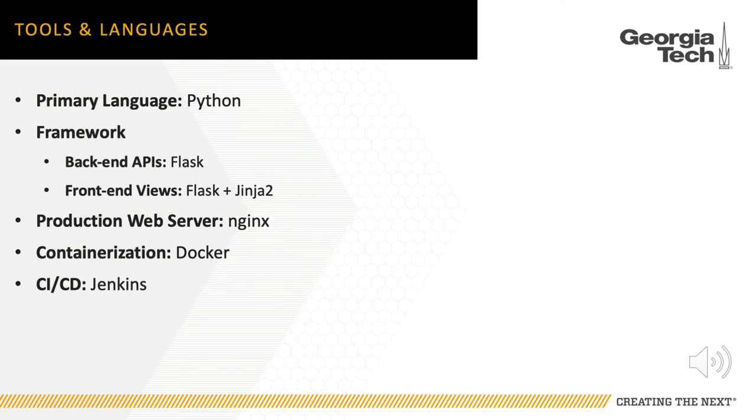The tools and languages we'll be using are as follows. Our primary language is going to be Python, and within Python we're going to be using the Flask framework for our backend APIs, as well as Flask with a combination of Jinja2 templates for our front-end views. The production web server we're going to be using is Nginx. The containerization will be Docker, and then the CI/CD will be Jenkins.